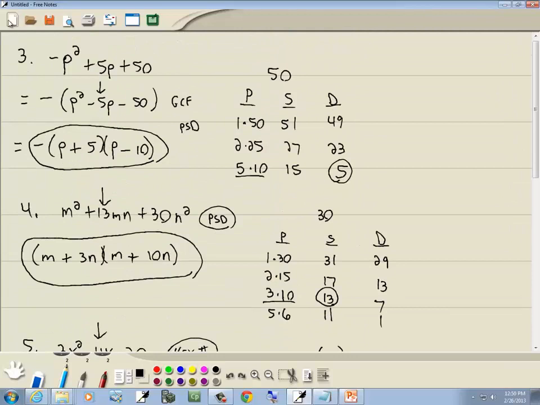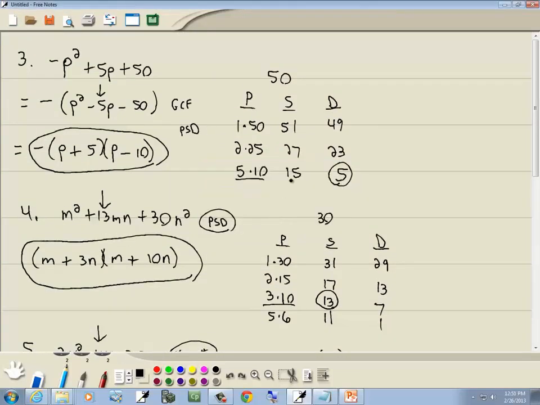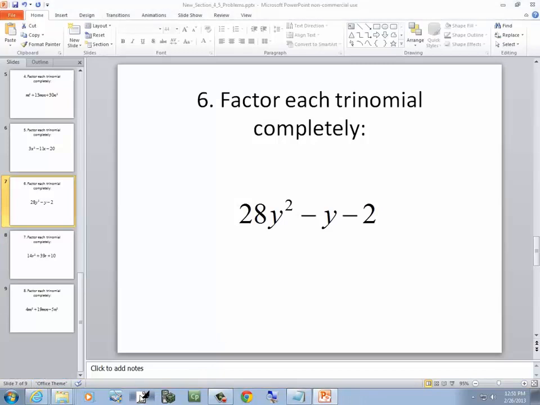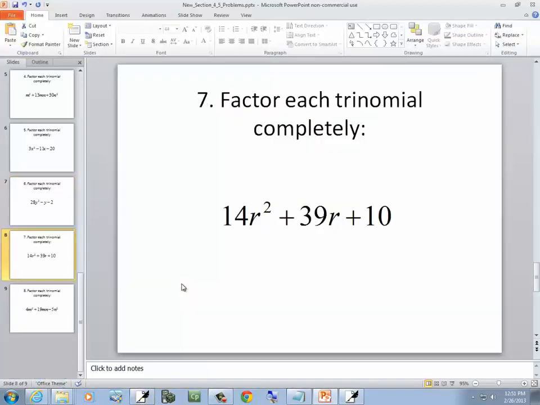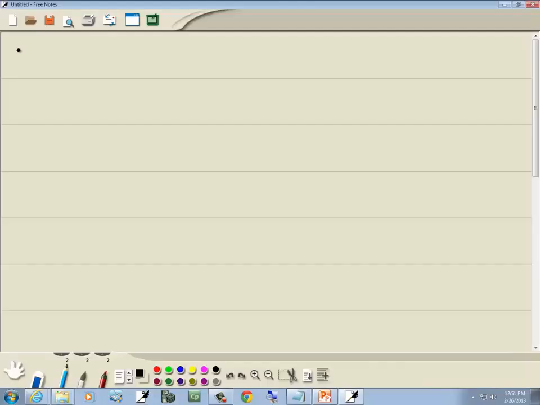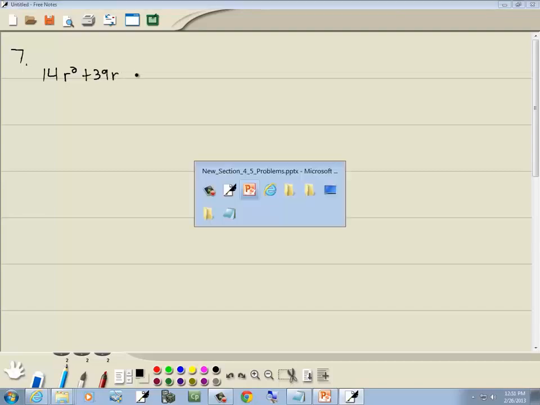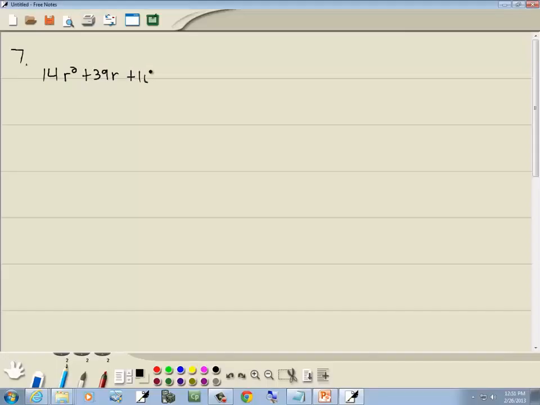Let me start a new page. And let's look at our next problem. Now these do have to be in standard form, which they have been so far. Standard form means you pick a variable, doesn't matter which one, like I pick r, and you should have it from largest power of r down to smallest. R squared, r, no r. So that's in standard form.